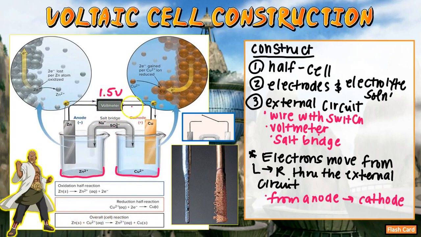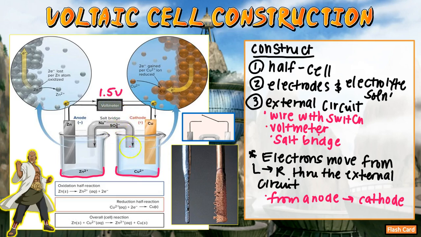Next, we have a voltmeter, which is going to measure the voltage generated. The voltage is generated based on these electrodes. So we have our zinc electrode and our copper electrode. As the electrons are moving from the zinc electrode to the copper electrode, there's going to be an electrical potential difference between these two electrodes, and that causes a voltage. You'll see a readout of the voltage, say 1.5 volts or 2.34 volts, et cetera.